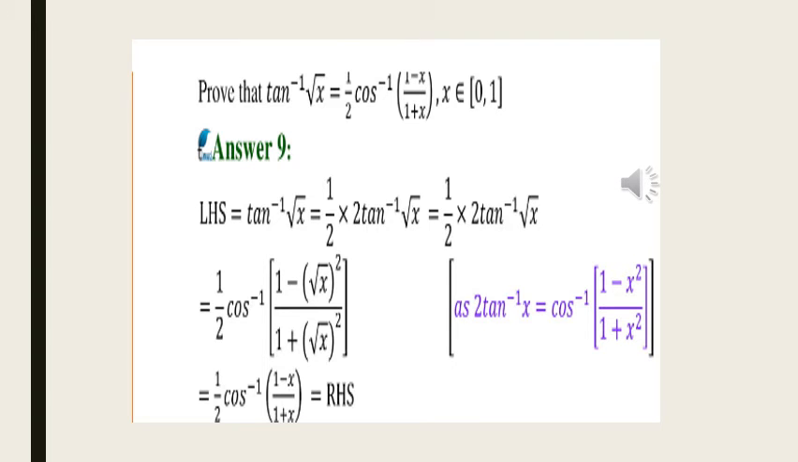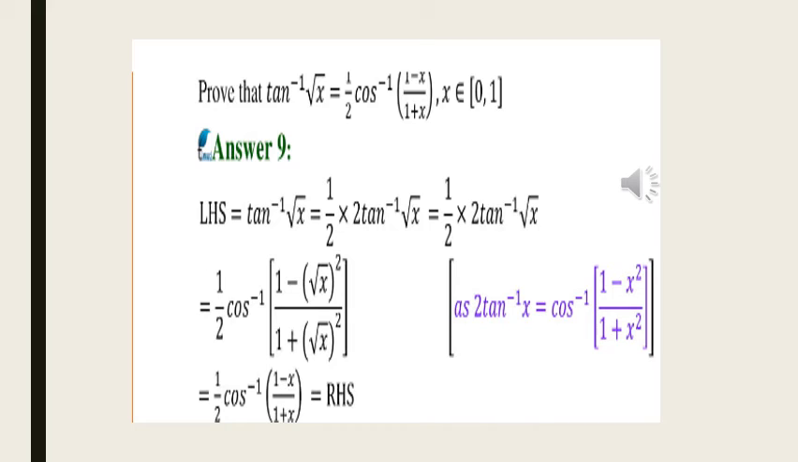Question number 9. Prove that tan inverse root x equals half of cos inverse of 1 minus x by 1 plus x. If we see cos inverse of 1 minus x by 1 plus x, we know from 2 tan inverse x, the cos inverse formula is there, isn't it? 2 tan inverse x equals cos inverse of 1 minus x square by 1 plus x square. So the formula is there, but on the left hand side we need a 2.